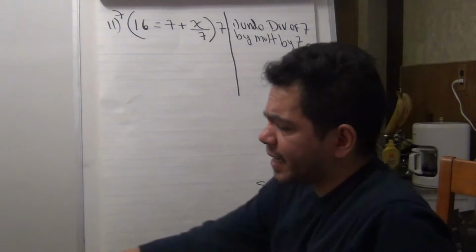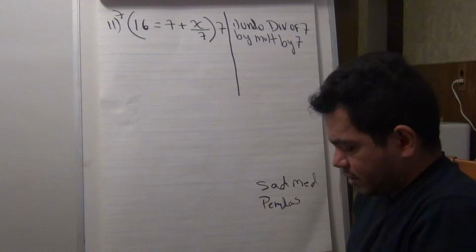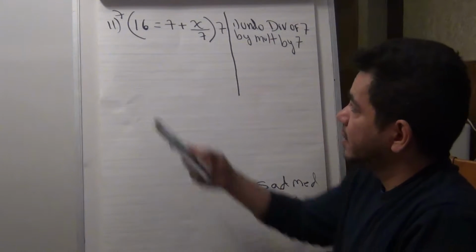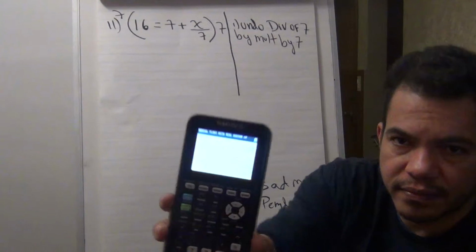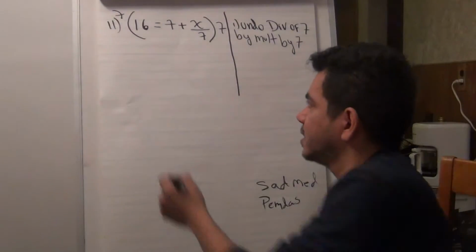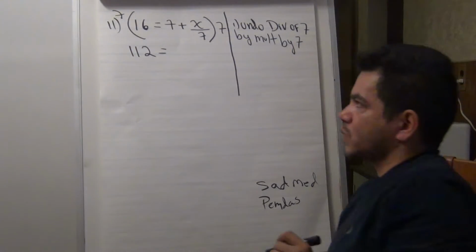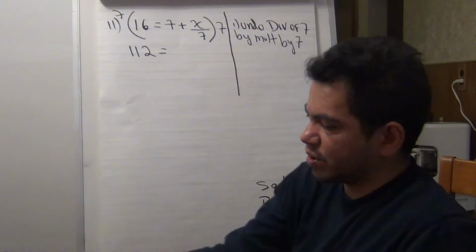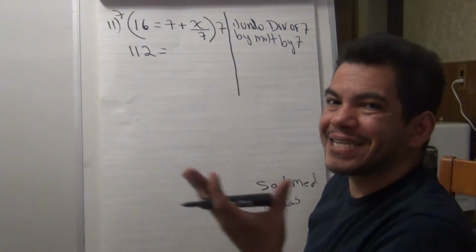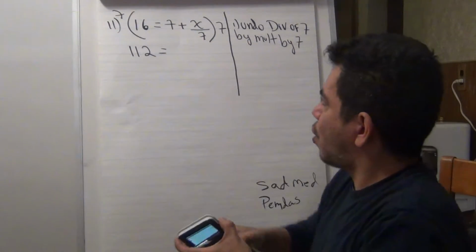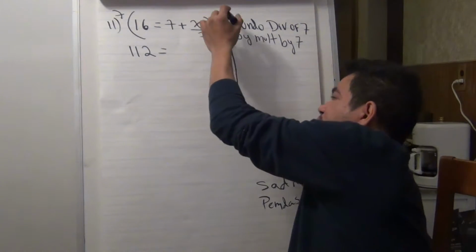I need a calculator for this because I could be a math teacher, but I don't see numbers in my head. 7 times 16 is 112. So I'm going to write here 112. Now equals, because that's what the equal sign was. Remember, we're multiplying sides, not just items. The whole side gets multiplied by that, and this whole side gets multiplied by that. So then it's like using the distributive property.